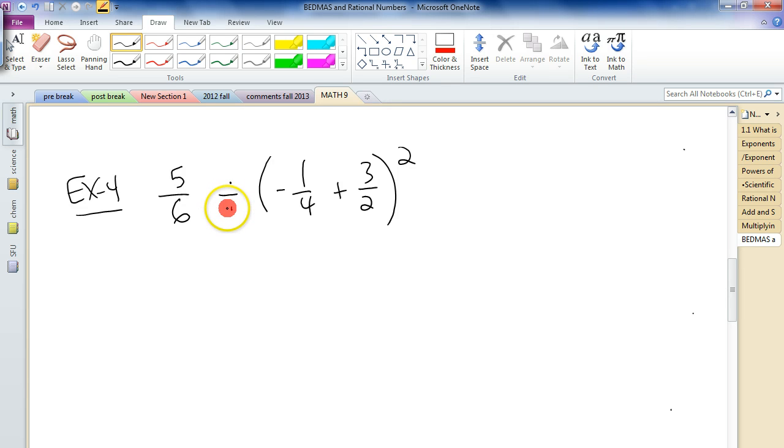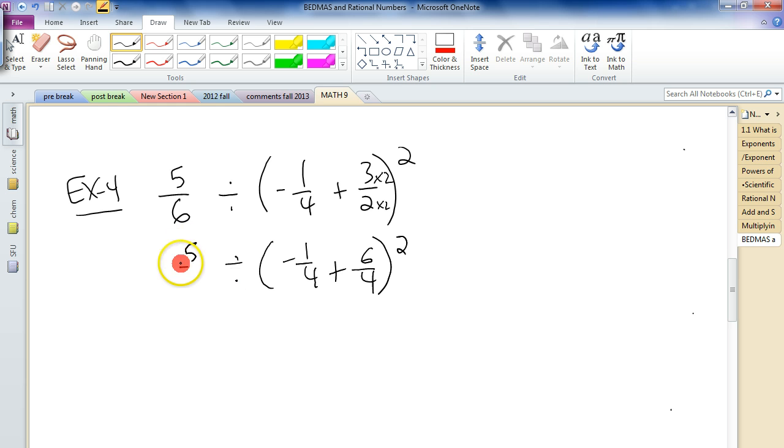You have a divided by, and in our brackets, you've got an adding and an exponent. Well, the B for BEDMAS is right here, brackets. We have to do the brackets first. Common denominator between these two is going to be 4. So that stays 1/4. This will become times 2, do the same to the top. You get 6 over 4. Bring everything else down.